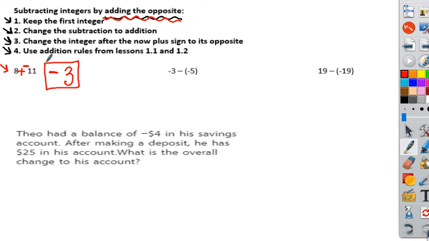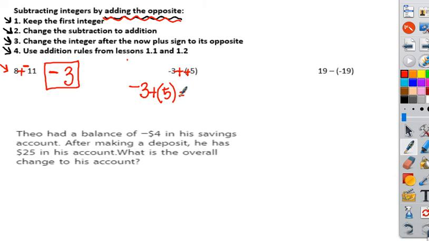Negative 3 minus a negative 5. Go back and follow your steps right now of adding the opposite until you have this down. Keep your first integer. Change your subtraction to addition. And then change your next integer to the opposite. Well, what's the opposite of negative 5? Positive 5. And then what are you looking at? You're looking at negative 3 plus 5.